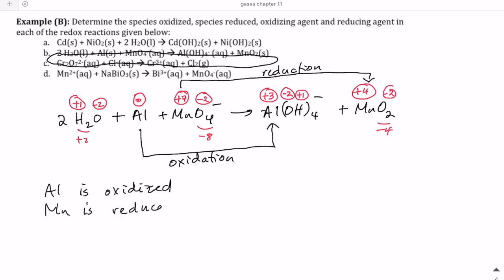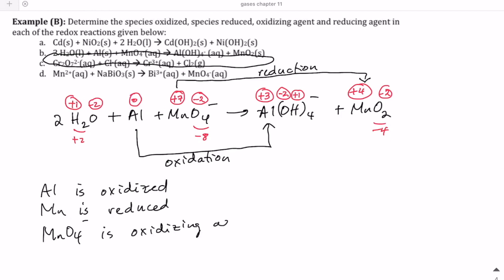Now what about the oxidizing and the reducing agent? Remember that those are reactants. An agent is something that's causing something to happen. So an oxidizing agent is the reactant that causes things to be oxidized, but that agent itself is reduced, or contains the element that's reduced. So that means that the compound that contains manganese is the permanganate ion. So the permanganate ion is the oxidizing agent in this case, okay?